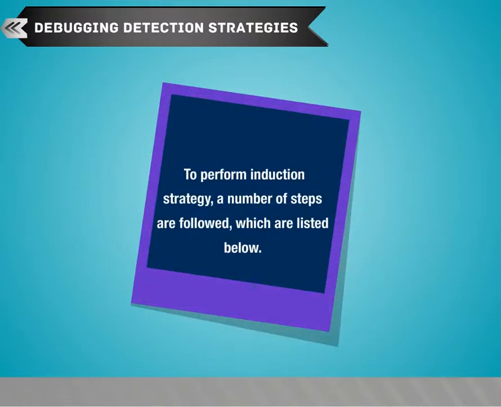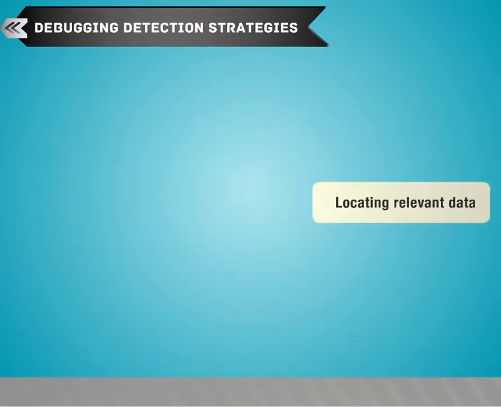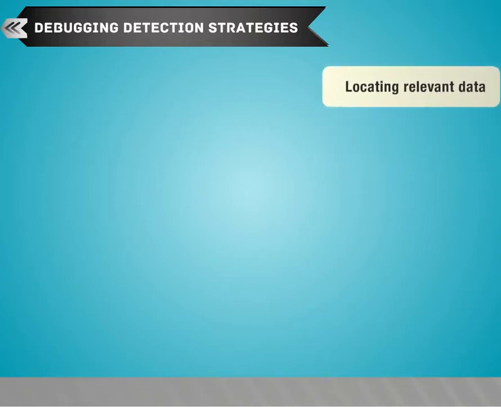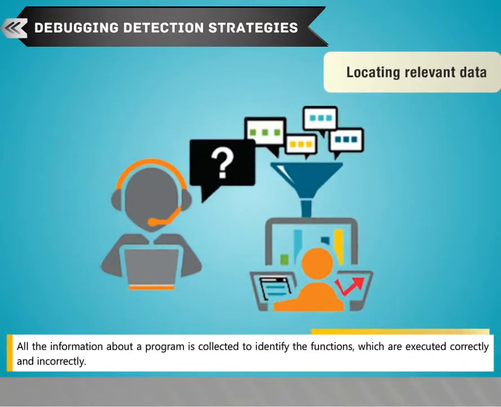To perform an induction strategy, a number of steps are followed, which are listed below. Locating relevant data. All the information about a program is collected to identify the functions which are executed correctly and incorrectly.